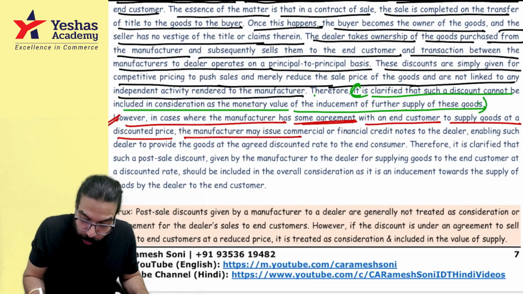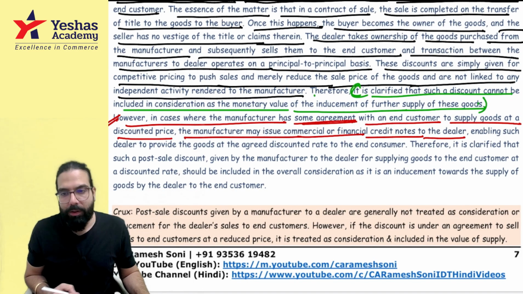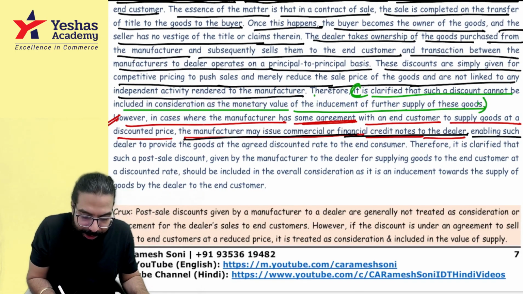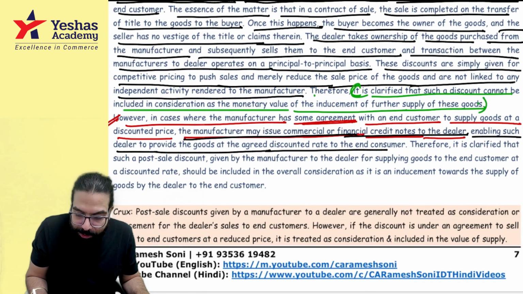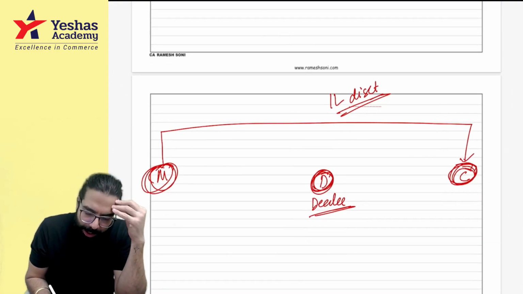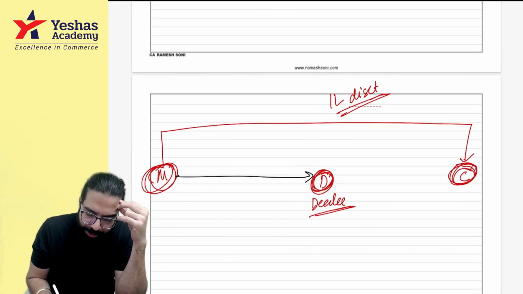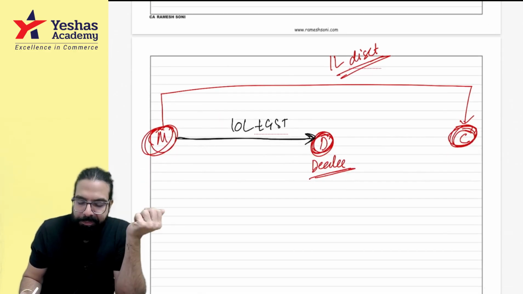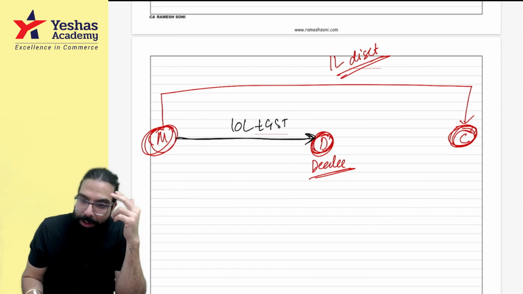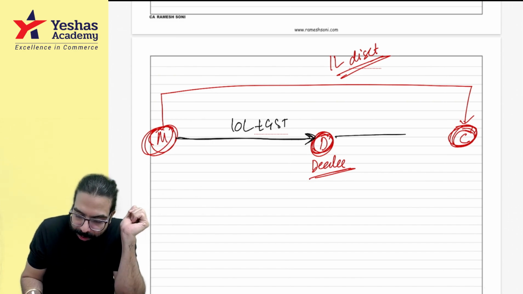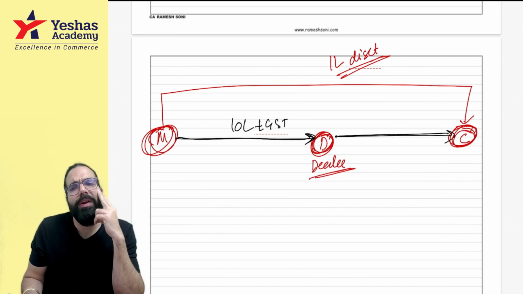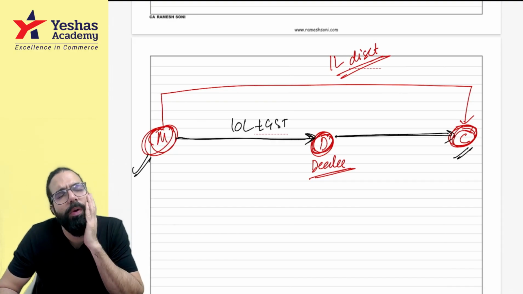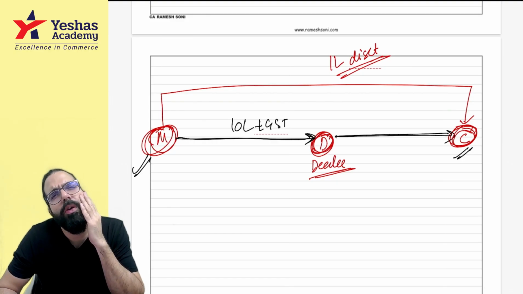The manufacturer may issue a commercial or financial credit note to the dealer. The manufacturer will issue what, everyone? A commercial or financial credit note to the dealer, enabling such dealer to provide goods at an agreed discounted price. You know what happened? Listen. I already sold the car to him. The manufacturer already sold the car to the dealer at 10 lakh rupees plus GST. Now, the dealer had to sell the car to the customer. But the customer is telling him that manufacturers are already saying you will get the car at 1 lakh rupees discount. Sir, in this scenario, what will happen?